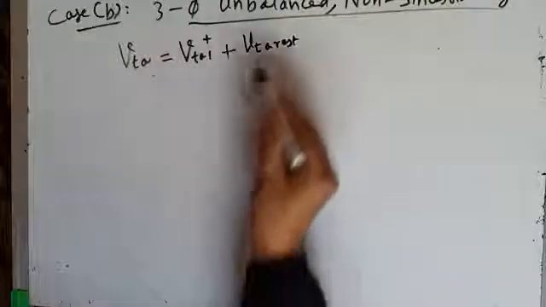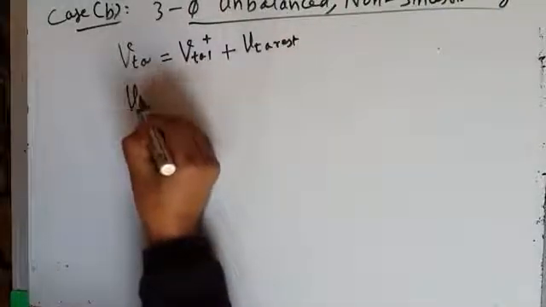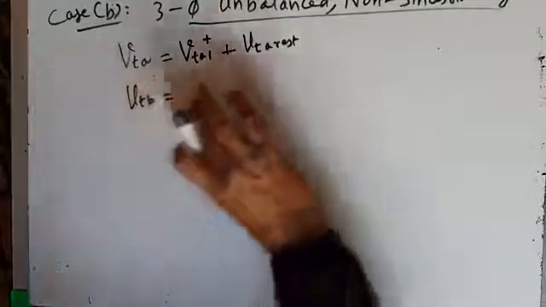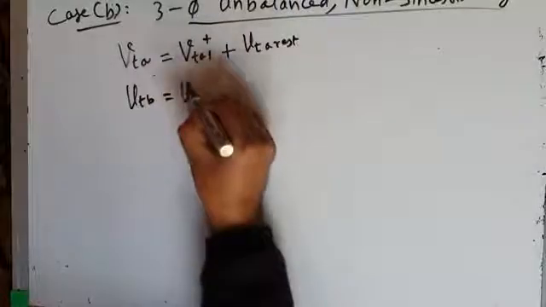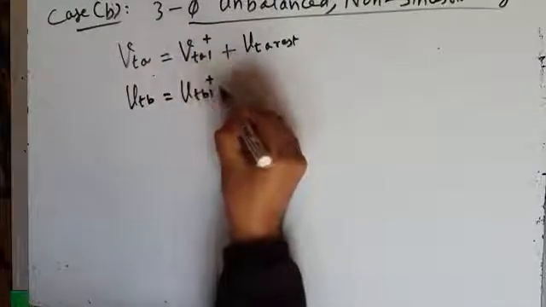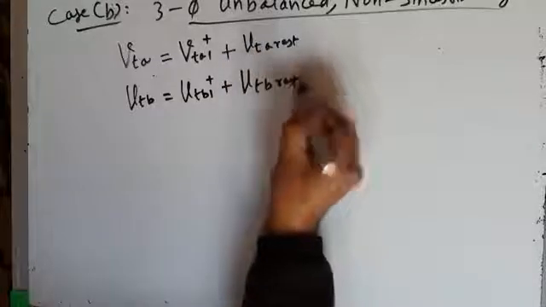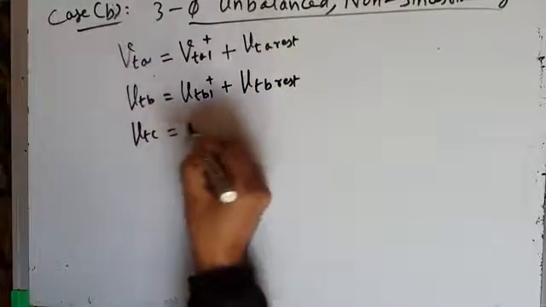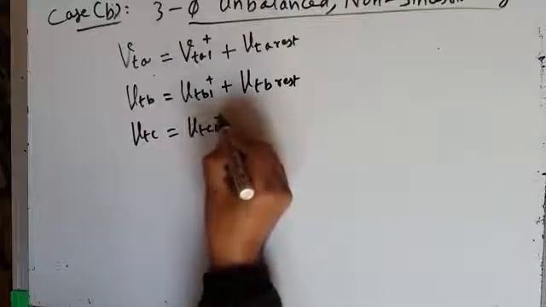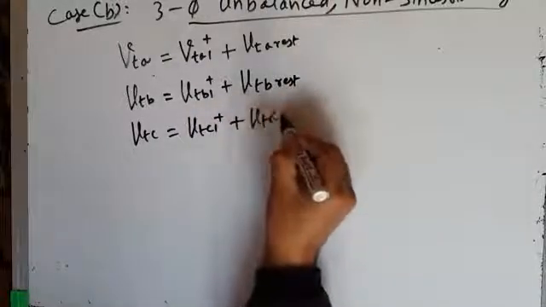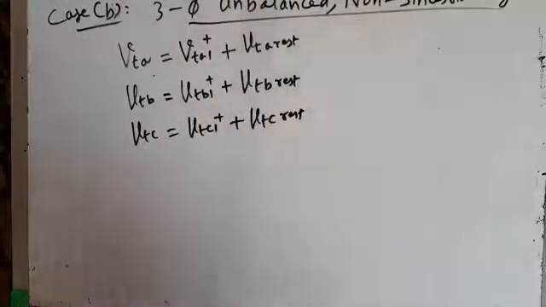also comprise of harmonics. Similarly, VTB, mathematically in your control algorithm, you will extract VTB1 from it, and it will be plus VTB rest, and VTC will be equal to VTC1 plus VTC rest. So you have got the three terminal voltages.